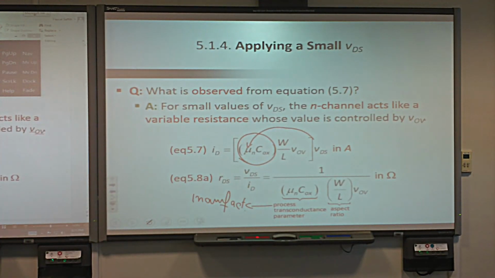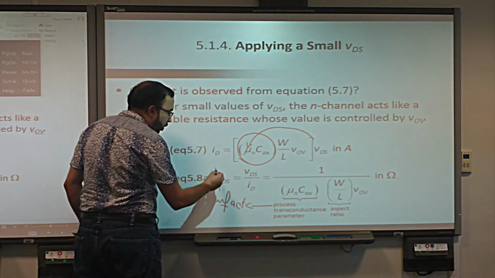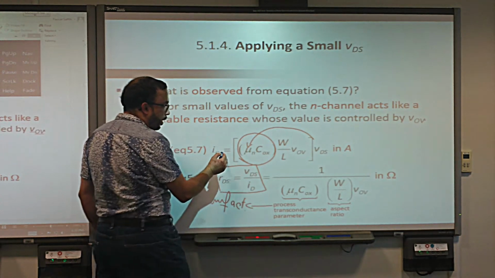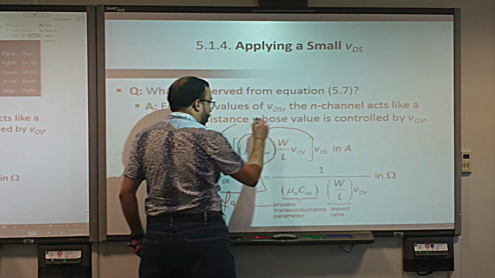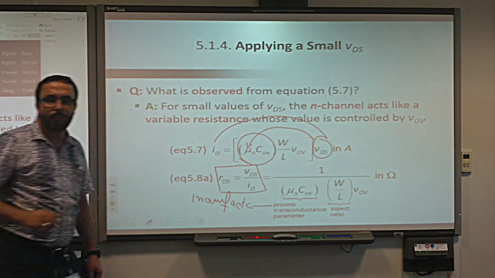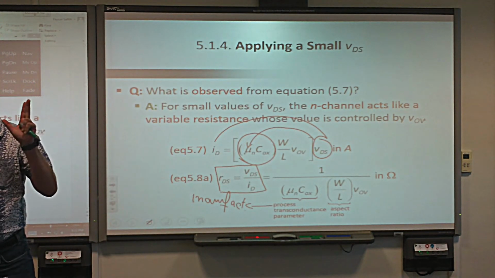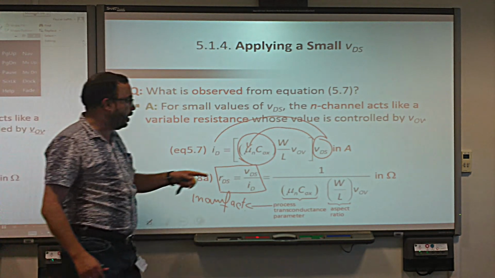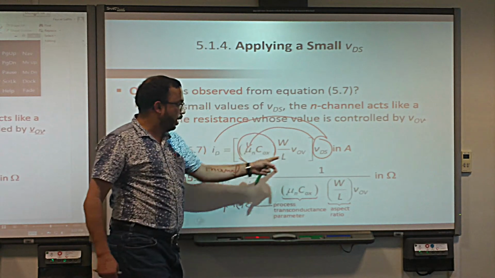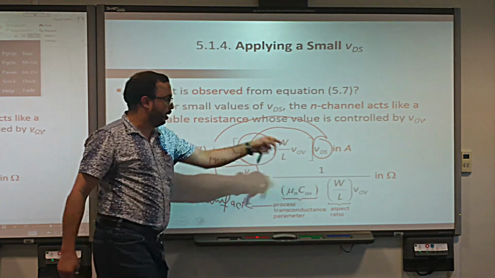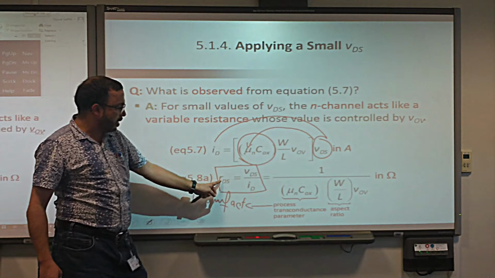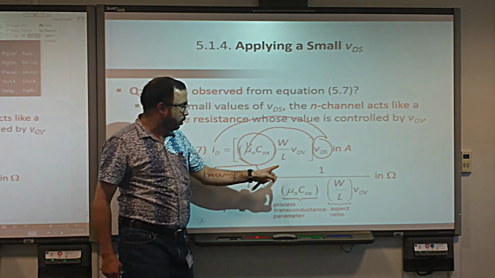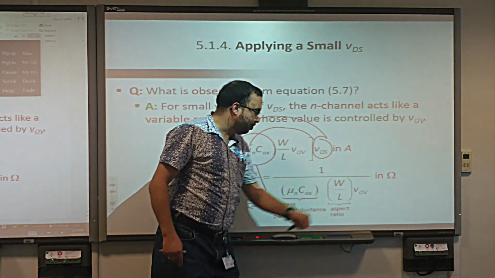Now we come to play some games in here. If you remember, if there's a current and there's a voltage, who creates this current actually? It is not the overdrive. The overdrive creates just a channel, doesn't do anything else. Who creates this current is actually VDS. That's why here it's a linear relation. Yes, it is a linear relation. That's why I can write that the resistance between drain and source is equal to VDS over ID, and is equal to 1 over these parameters.